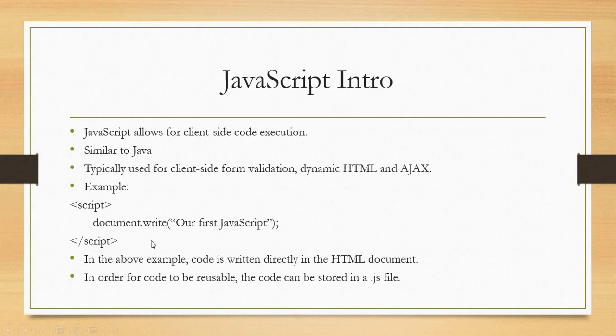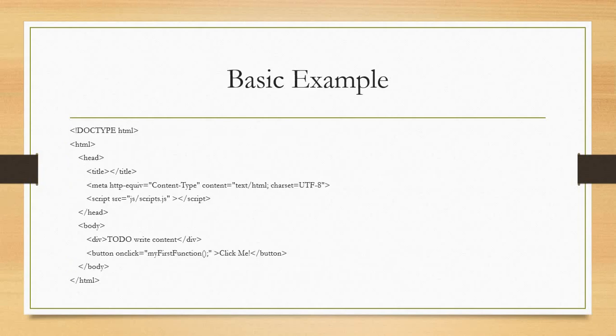Here's an example of a JavaScript function. Document.write our first JavaScript. It's written directly within the HTML document due to the script tags. If we want to reuse our code, we need to save it as a .js file. Otherwise, it is only used right within the HTML file. Here's an example. You will notice here we are embedding using an external source for our JavaScript code.